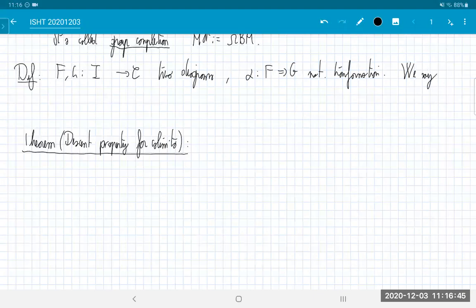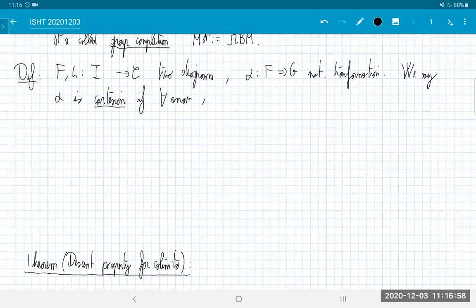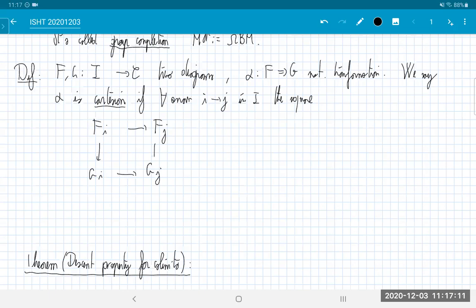We say alpha is Cartesian if for every arrow i to j in I, the square f of i, f of j, g of i, g of j, where this is alpha i, this is alpha j, and these are the arrows, is a pullback square. So here C is an infinity category, sorry. I mean, you can take it for an ordinary category, but the only ordinary category to have the property I'm about to state is going to be the zero category. So that's not going to be very interesting.